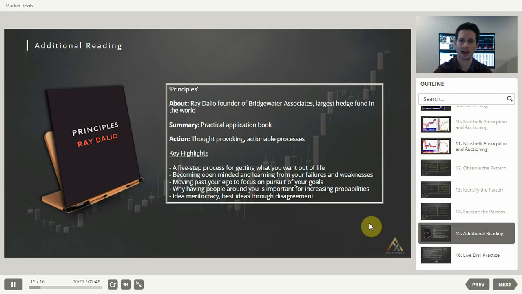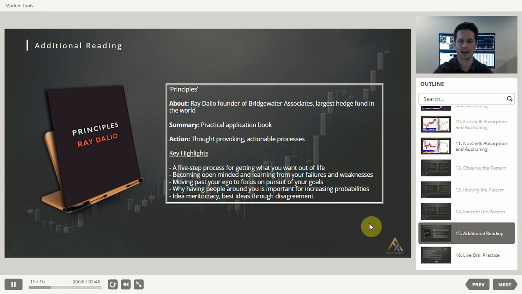So for me, I'd far rather pay my attention to real thought-provoking books, principle-based books, process-type books that can help me become a more effective trading athlete. Now, the first book I'm going to recommend is Ray Dalio's new book, Principles. This was released, I think, in October, November 2017, so it's just come out.